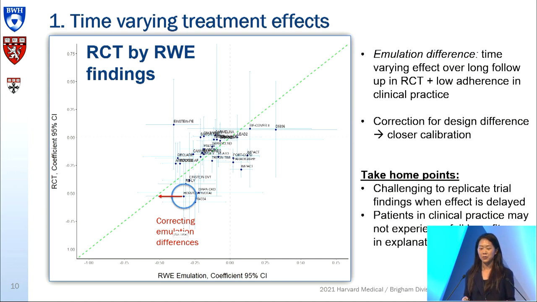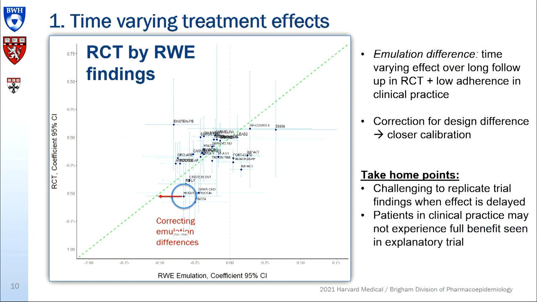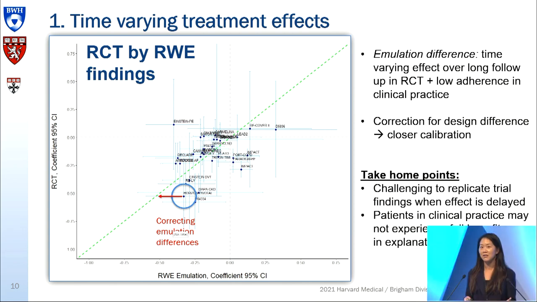So some of the take-home points from this are that it can be really difficult to replicate trial findings with non-randomized database study when the effect is delayed or time-varying. And this is due to something that we already recognize, that patients in clinical practice may not experience the full benefit that is observed in a highly explanatory trial with a lot of extensive procedures in place to maximize adherence. This is also known as the efficacy-effectiveness gap.